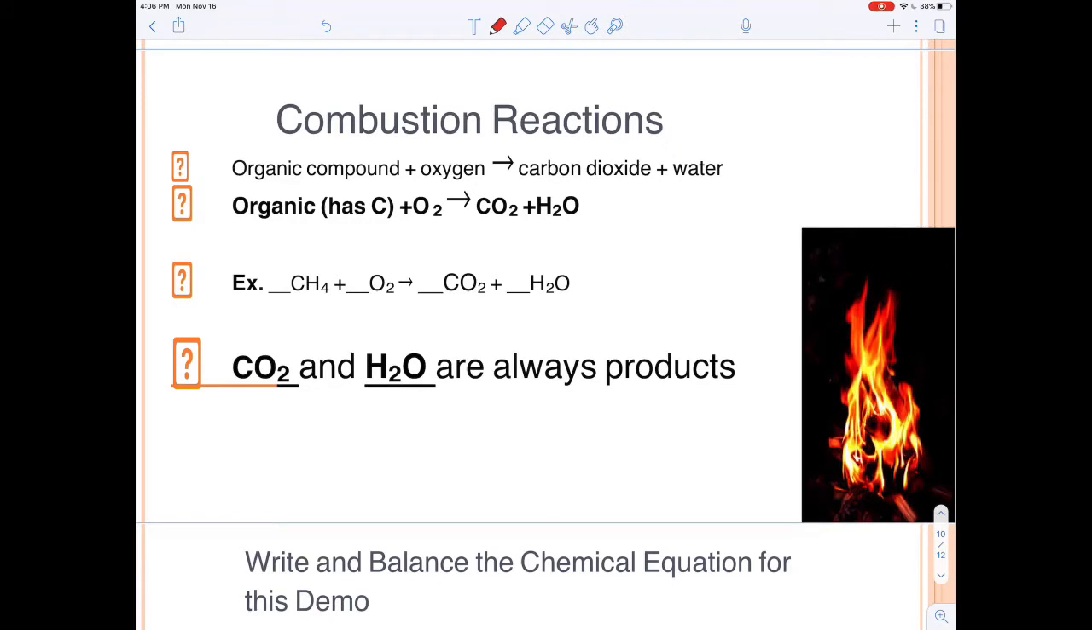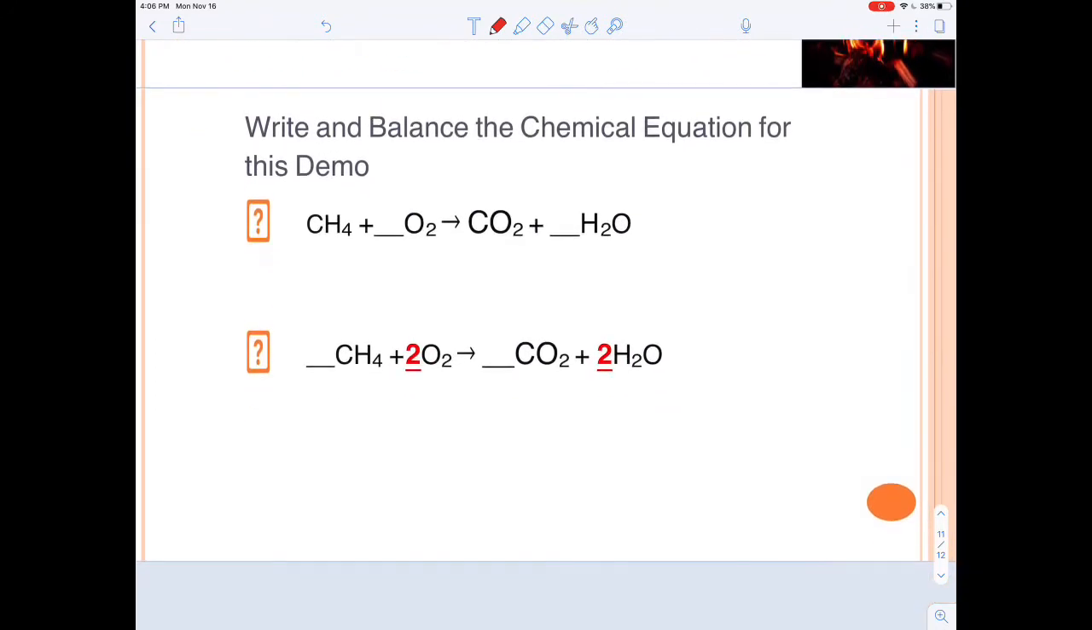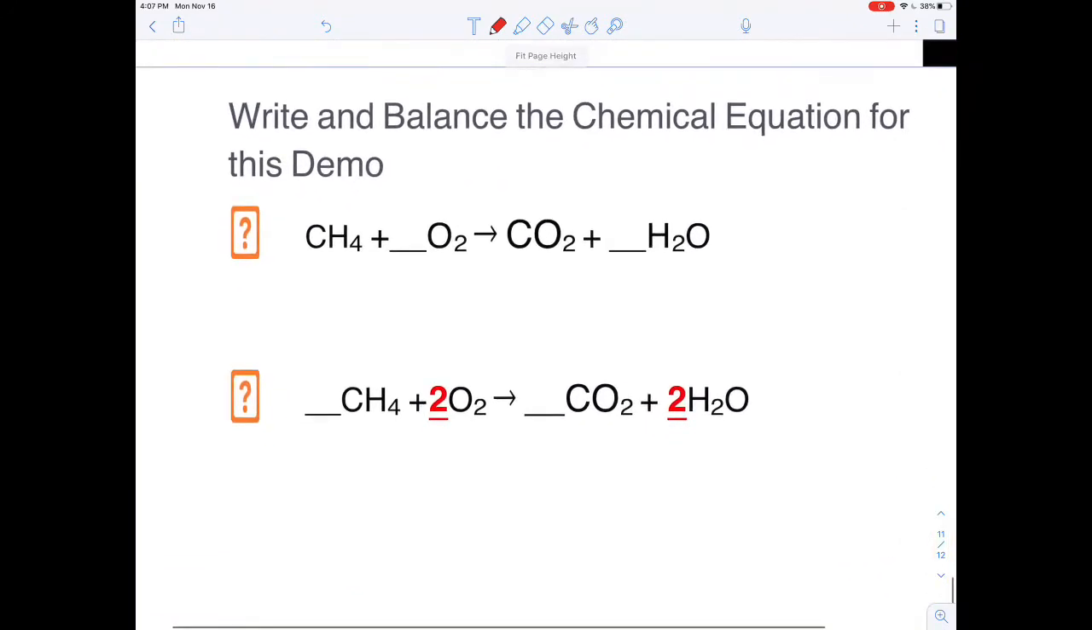Then we've got combustion reactions. Here an organic compound reacts with oxygen to form carbon dioxide and water. Organic just means it has carbon, okay? So here we're looking at the combustion of methane. One thing to know is CO2 and H2O are always going to be your products on the right side. And here I've got a couple demonstrations to show you for the combustion of methane.